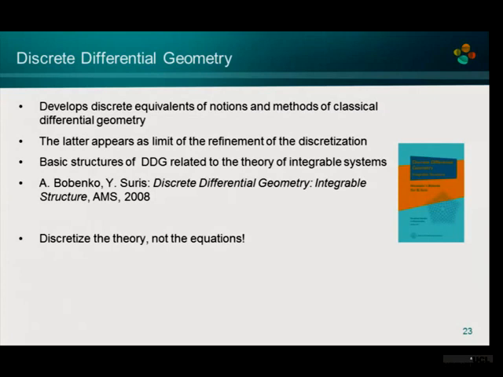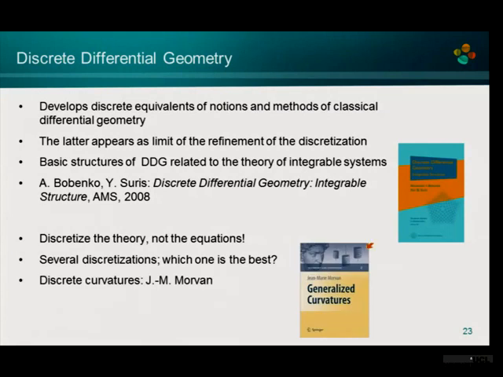Because, of course, you could go ahead and look at the differential geometry book, and you have a lot of differential equations, and every numerics guy will tell you how to discretize it. It may lead to a computational scheme for a specific application, but not to the insight we need here. And there are several ways of discretizing, and it is not always clear which one is the best, and sometimes it depends on what you want to do.